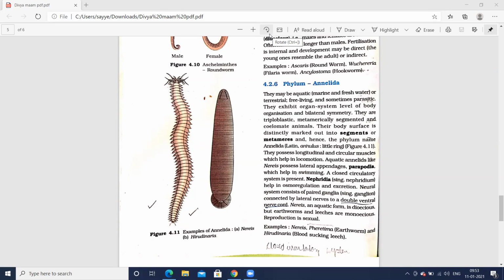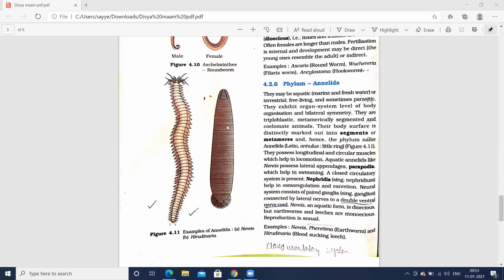Before I go ahead, I would like to show you this one. Please see this one. What is its name? Hirudinaria. Please pronounce. I want everybody to pronounce this word. Hirudinaria. This is why I want to discuss this. This is a very interesting one. Hirudinaria is known as the blood sucking leech.